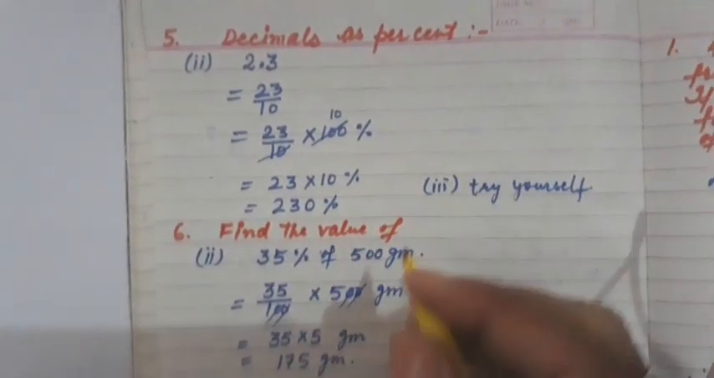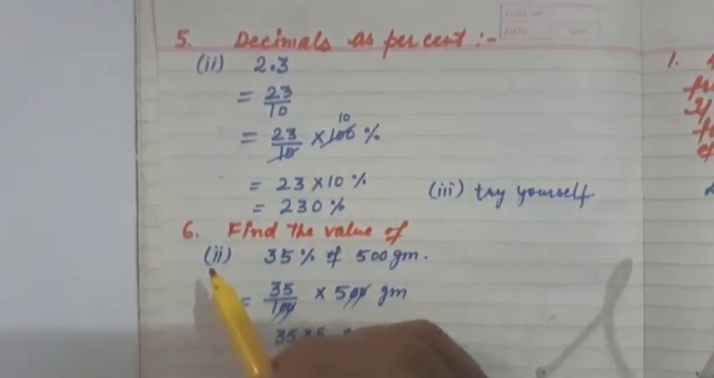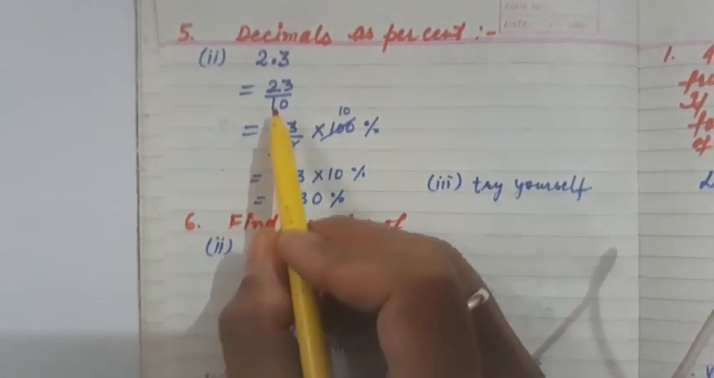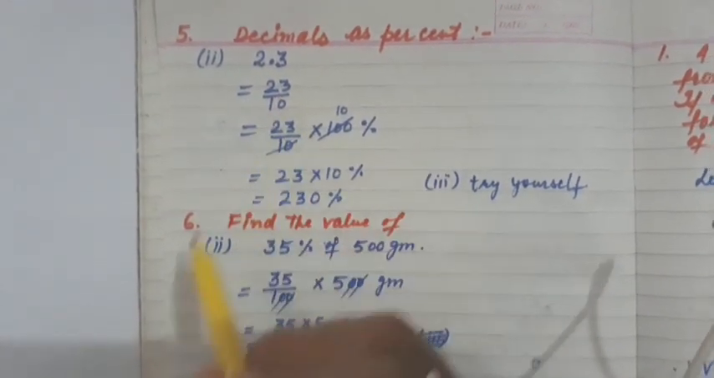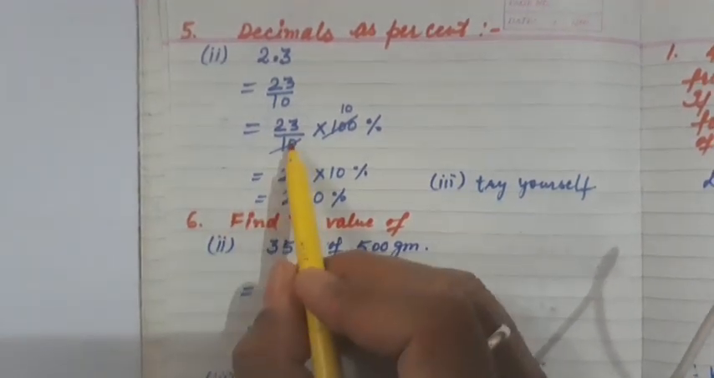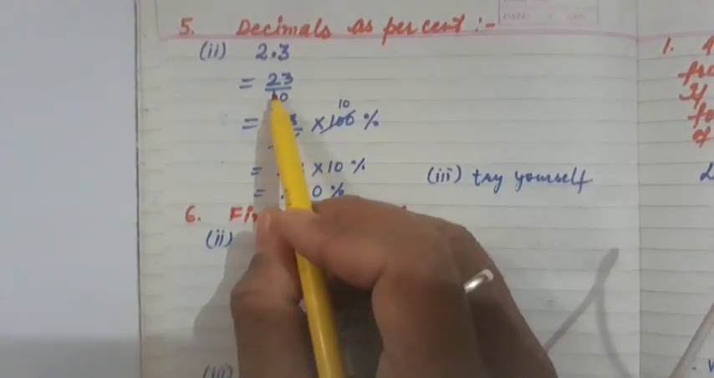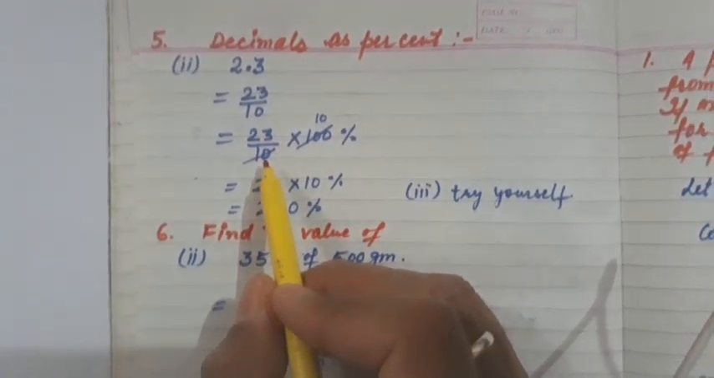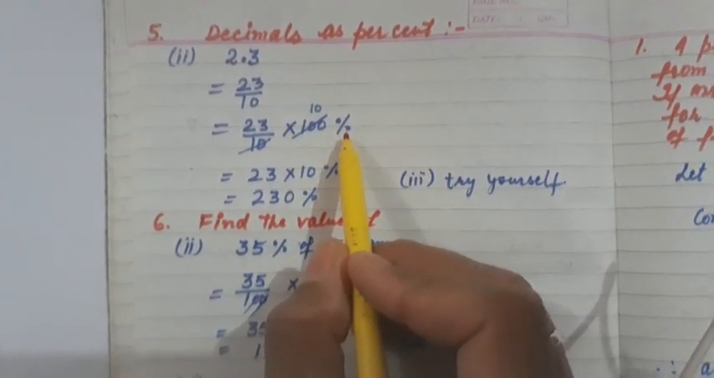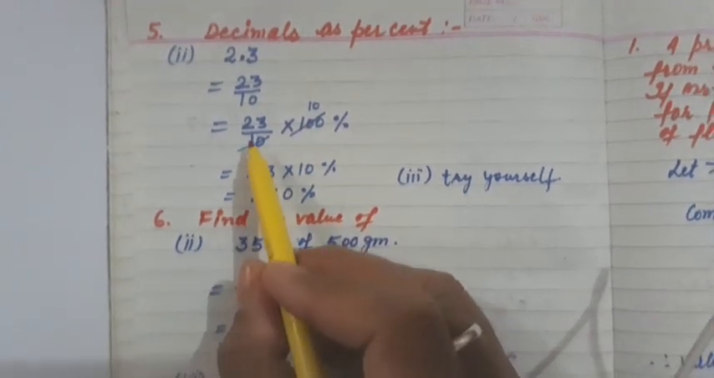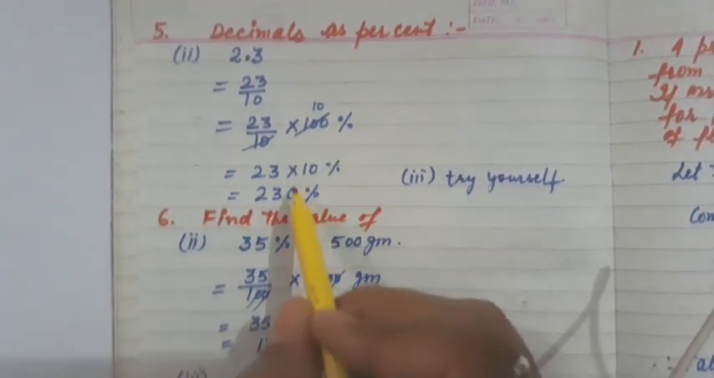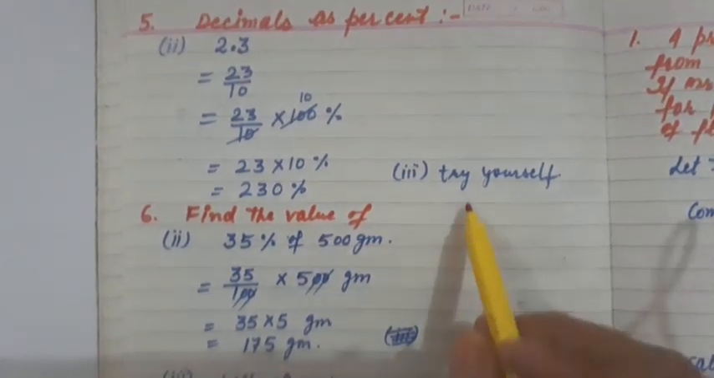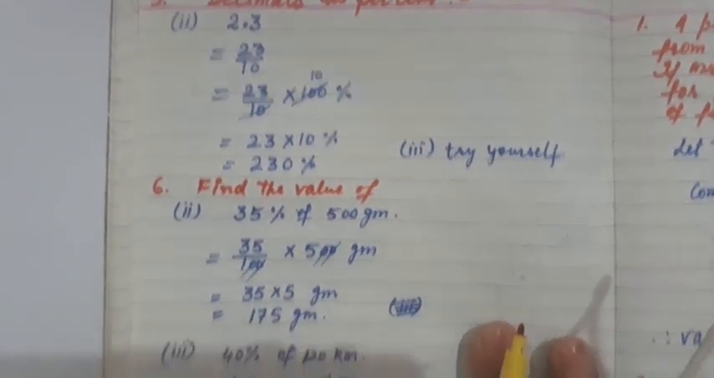Now the decimal into percent. Decimals into percent. In this question there is given 2.3. So we will write in fraction form 23 upon 10. Now when we change the given fraction into percent, we multiply it by 100. 23 upon 10 into 100%. 0 we can cancel there. So it is 23 into 10, that is 230%. Question number 3, third part you have to try yourself.